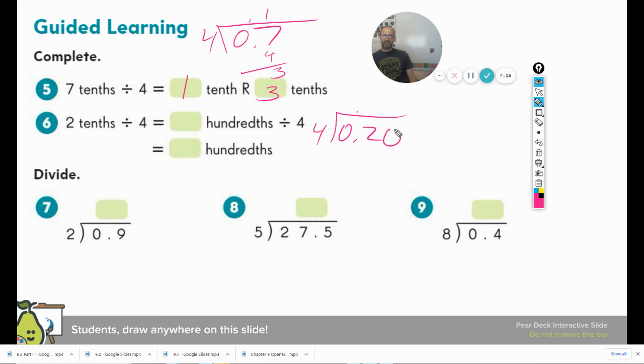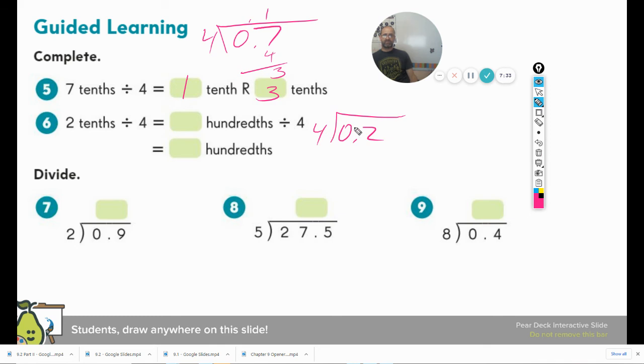2 tenths divided by 4. 4 can't go into 2, so you bring the 0 over. I'm not sure why it's wording it like this. So 4 goes into 2, 0 times. 4 goes into 20. Oh, hey. You know how I was skipping that step earlier? Don't skip that. I know exactly why they're doing it.